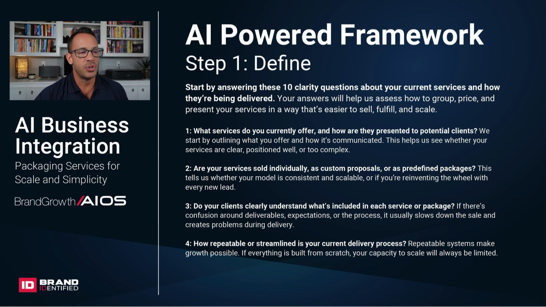Question number 3 is, do your clients clearly understand what's included in each service or package? If there's confusion around deliverables, expectations, or the process, it usually slows down the sale and creates problems during delivery. Question number 4 is, how repeatable or streamlined is your current delivery process? Repeatable systems make growth possible. If everything is built from scratch, your capacity to scale will always be limited.